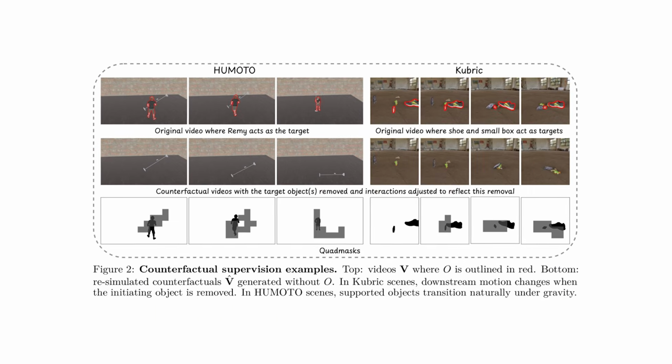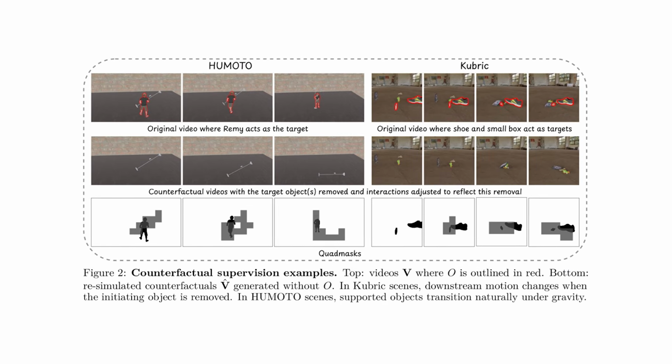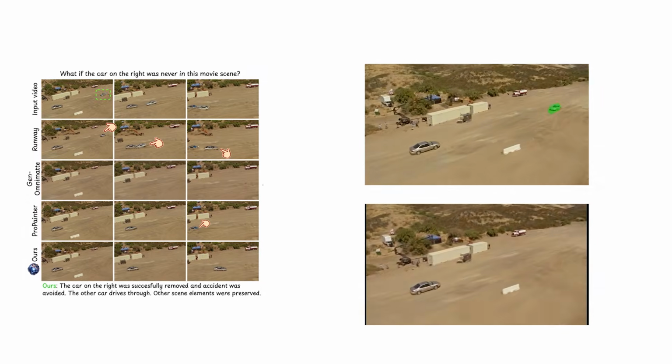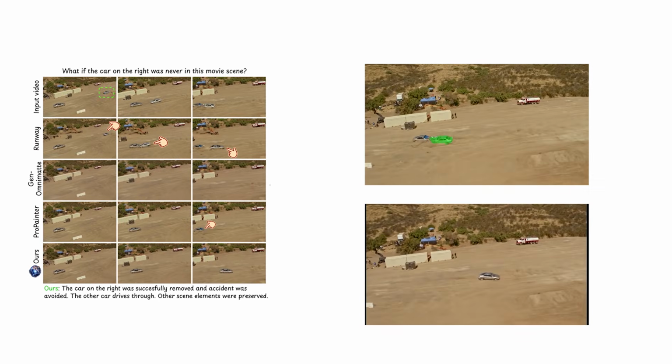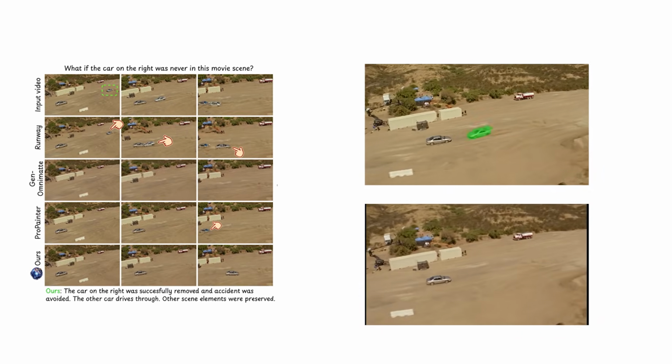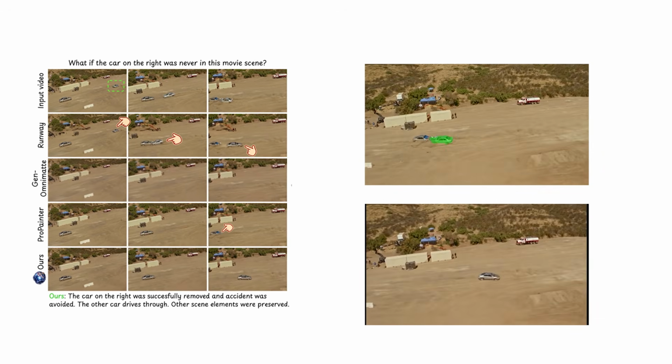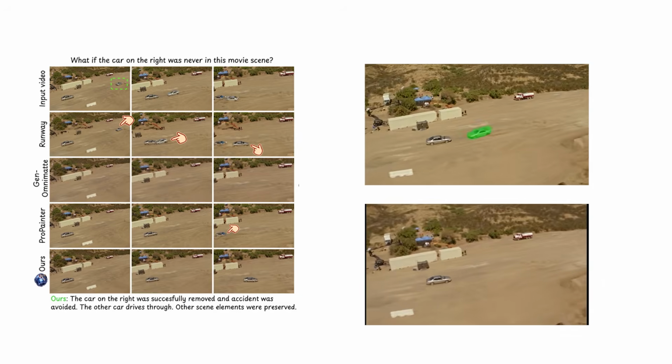But you might be wondering, how do you teach an AI what didn't happen? The team at Netflix and INSAIT couldn't just film a car crash and then uncrash it in real life to get the training data. Instead, they used synthetic environments like Kubric. They ran thousands of physics simulations where they had a before and an after version. One version with a collision and one version where the object was never there. By showing the AI both versions, it learned the relationship between an object's presence and its impact on the environment.